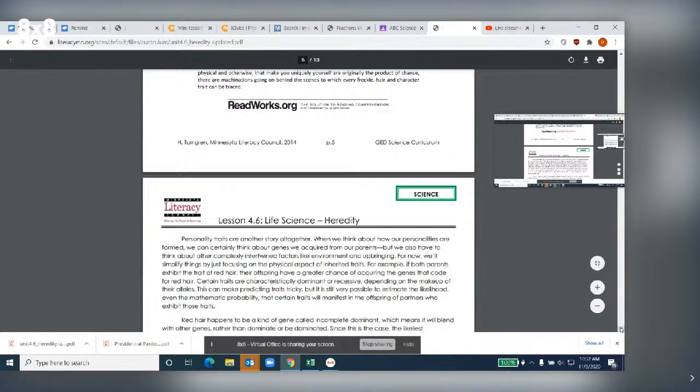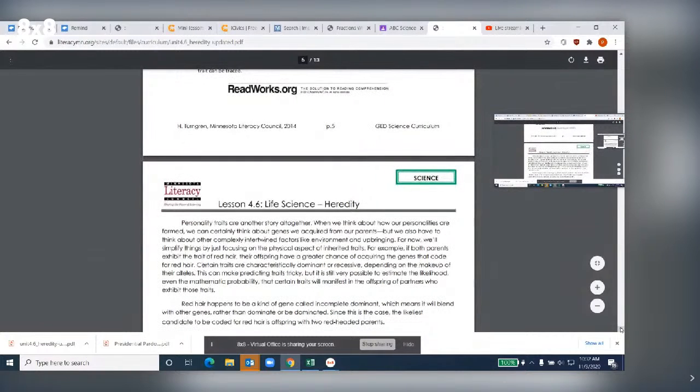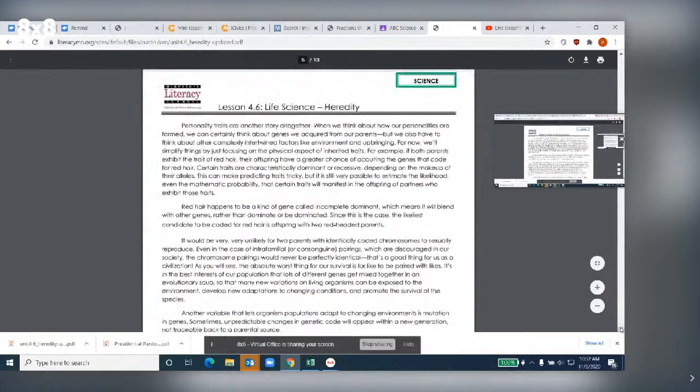So this one says red hair happens to be a kind of gene called incomplete dominant, which means it will blend with other genes rather than dominate or be dominated. Since this is the case, the likeliest candidate to be coded for red hair in the offspring is two red-headed parents. It would be very, very unlikely for two parents with identically coded chromosomes to sexually produce, even in the case of familial pairings, which are discouraged in our society. The chromosome pairings would never be perfectly identical. It's a good thing for us as a civilization.